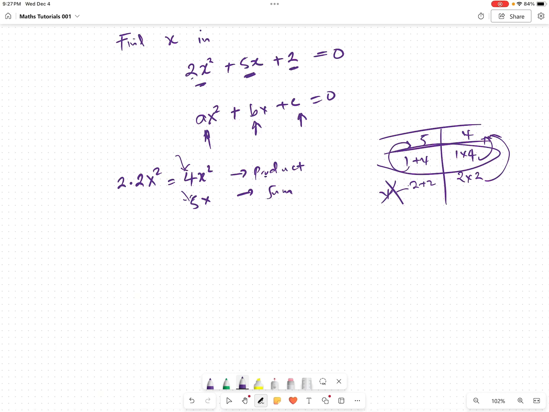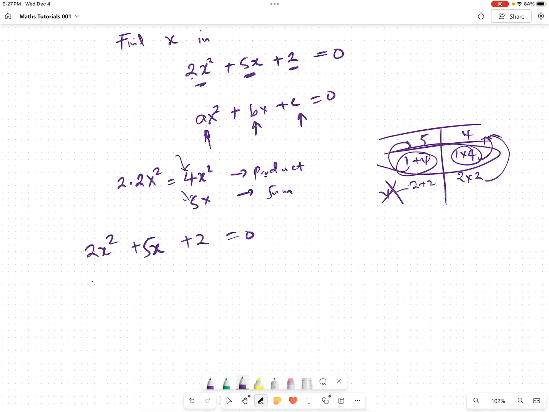And so we could rewrite our main equation, which is 2x squared plus 5x plus 2 equal to 0, in terms of these factors that we found.